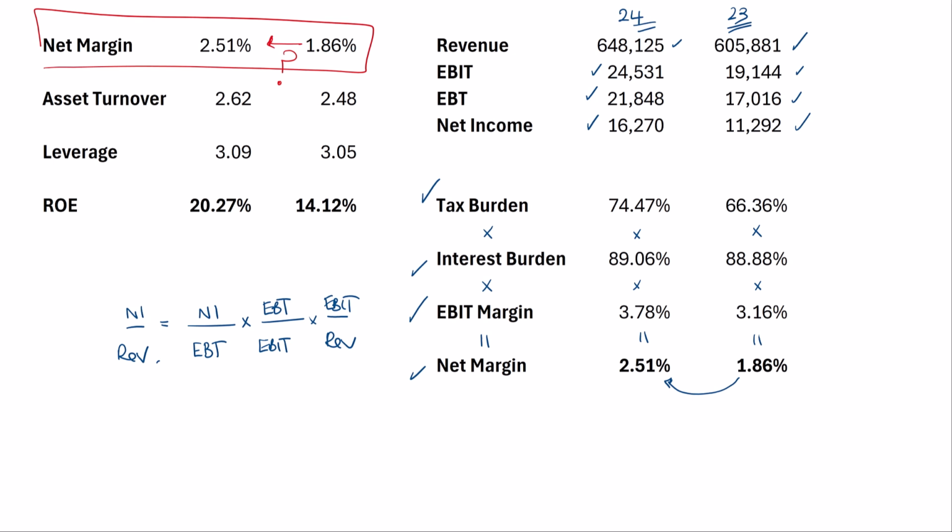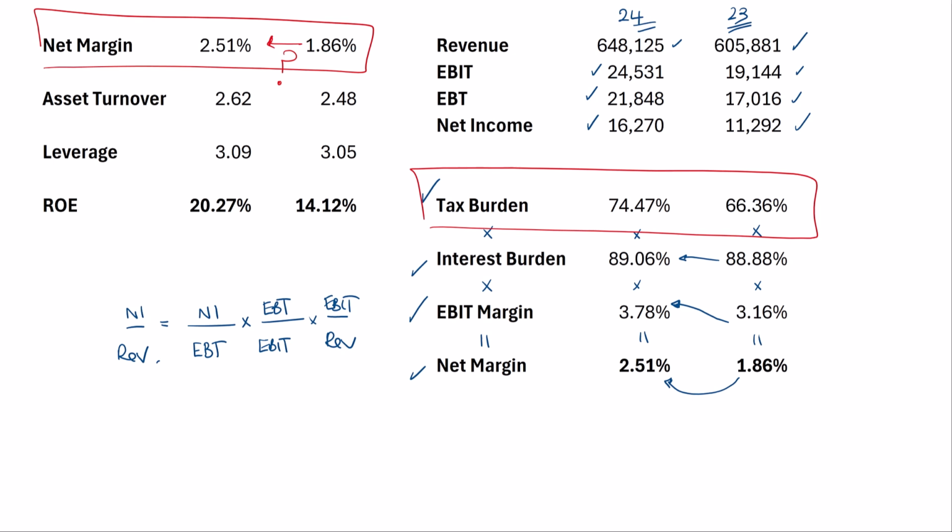So what's responsible? EBIT margin. There is actually an increase in EBIT margin from 3.16 up to 3.78. So some of this movement in our net margin has come from the core business. So that's certainly something we want to look at. Have they managed to control operating expenses a little bit better maybe? Interest burden. Not much of a movement there, so it's not that exciting. But finally, we get to the tax burden. And when you look at the tax burden, there is a large movement from 66 to 74%.